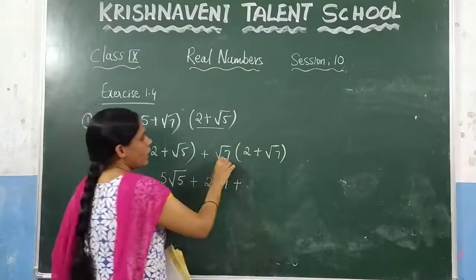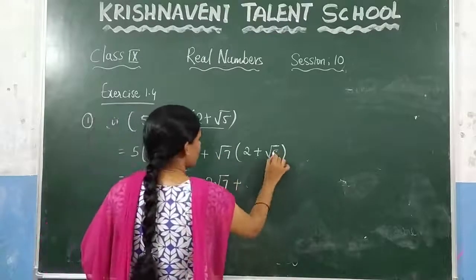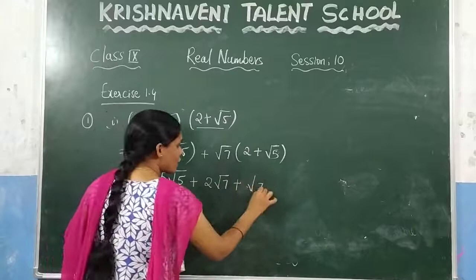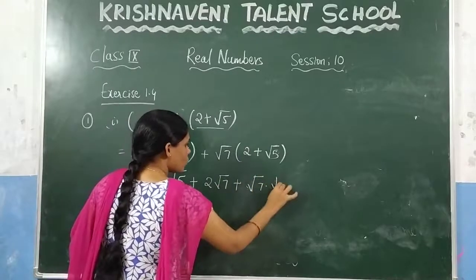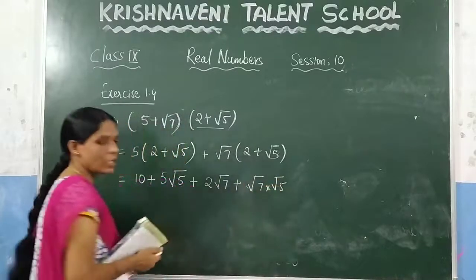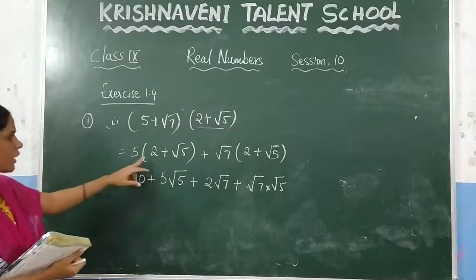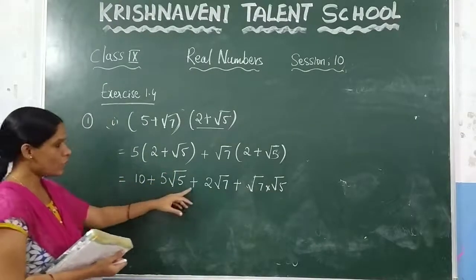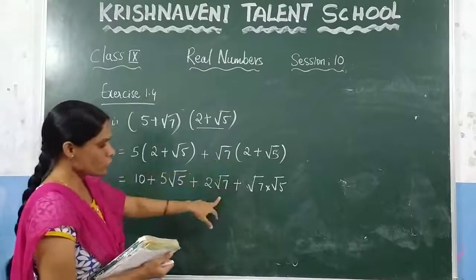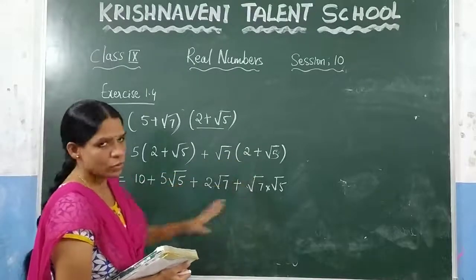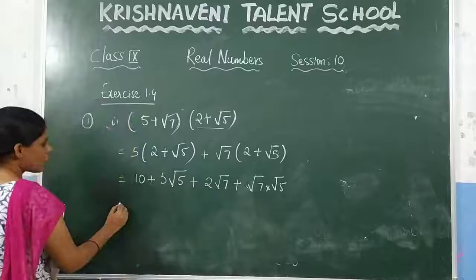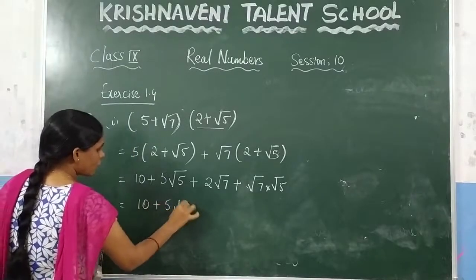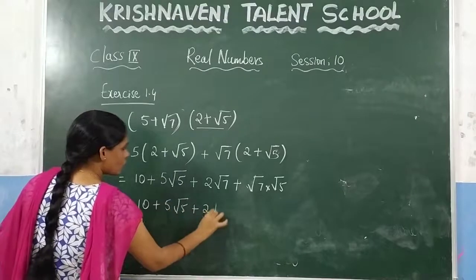root 7, and after that here what is the value? Root 7 into root 5. You can write it as root 7 into root 5. Okay, how do you multiply here? 5 into 2 which is 10, plus 5 into root 5 which is 5 root 5, plus 2 into root 7, 2 root 7, plus root 7 into root 5. Now calculate this one, 10 plus 5 root 5 plus 2 root 7.